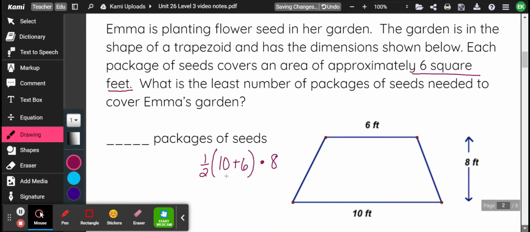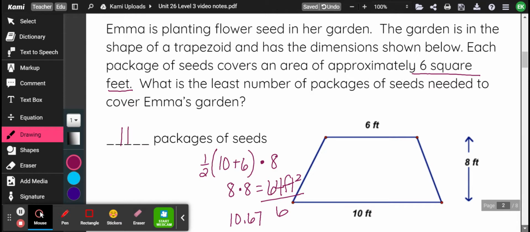So 10 plus 6 is 16. Half of 16 is 8. Times 8 gives me an area of 64 square feet. Now, if a package of seed covers 6, I want to divide this by 6, which gives me 10.67. I cannot buy 0.67 packages of seeds, so I'm going to need to round that up to 11 packages of seeds. So she's going to need to buy 11 in order to cover this whole area.